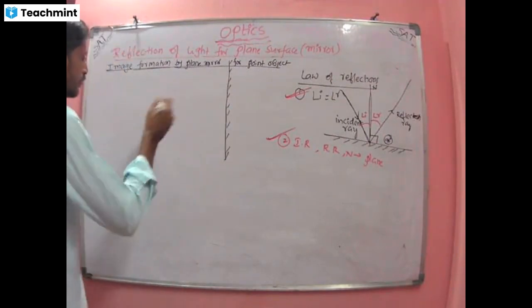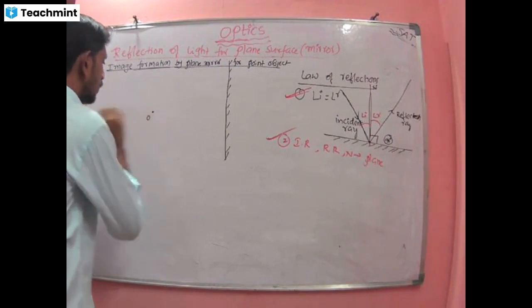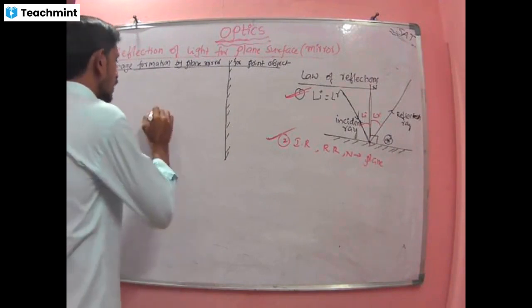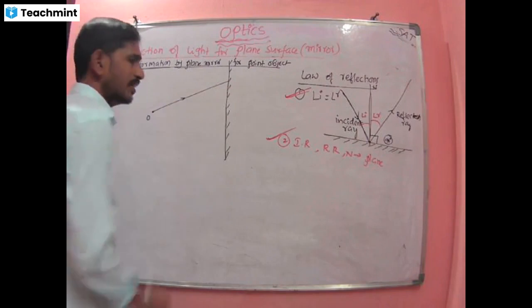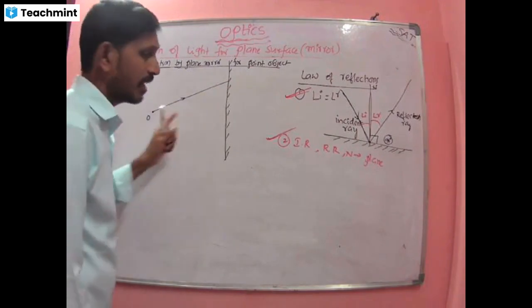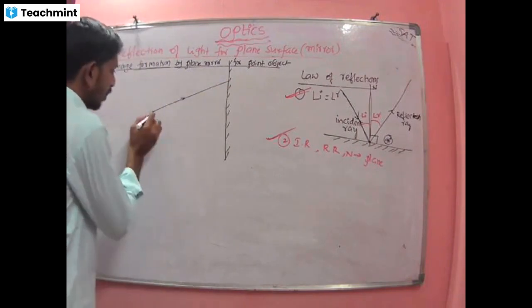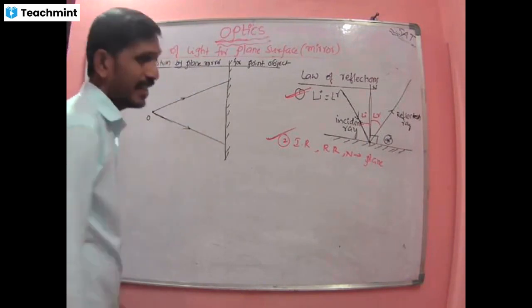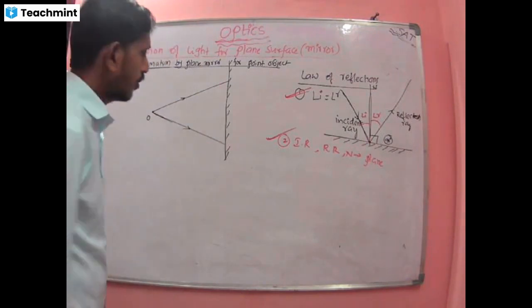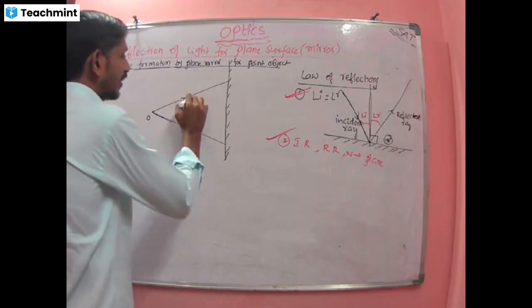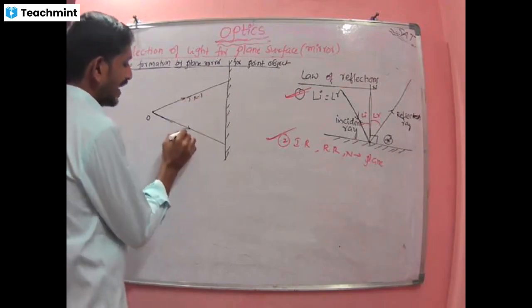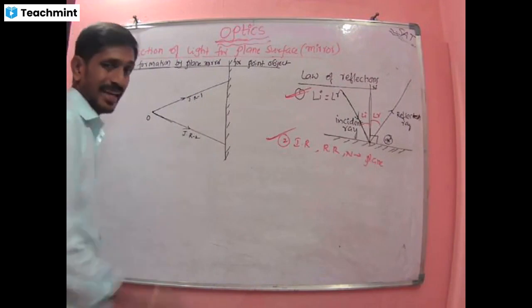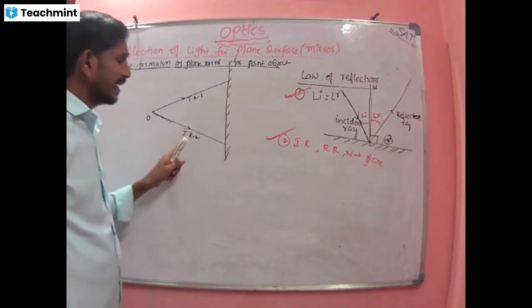This is my point object. O is my point object. I can take two rays here. This is one incident ray, which is coming from the object. Then one more ray, which I also call an incident ray, the second incident ray, coming from the object. This is incident ray one, and this is incident ray two.